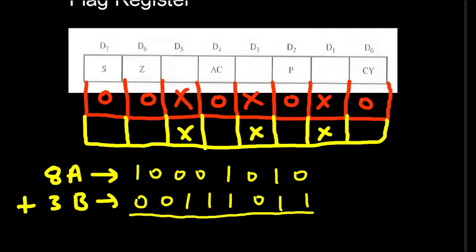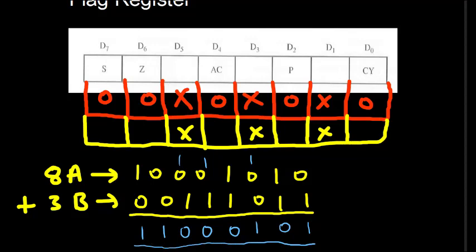So let us add. First we'll get the result, so we will see what we get after addition. 0 plus 1 is 1, 1 plus 1 is 0, carry 1, so this one comes here. 1 plus 1 is 0, carry 1, then again 1 plus 1 is 0 and a carry 1, then 1 plus 1 is 0, carry 1, this becomes 1, this becomes 1. So this is the final result.